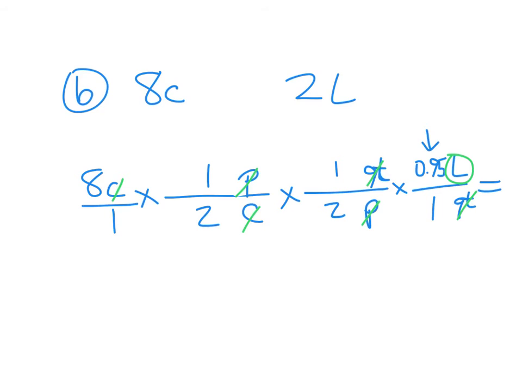Eight times 0.95. 7.6 is the top. The bottom is 1 times 2 times 2 times 1. What's 2 times 2? 4. So then take that 7.6 divided by 4. 1.9. And what am I labeling this? Liters. So now up here we've replaced the 8 cups with 1.9 liters.